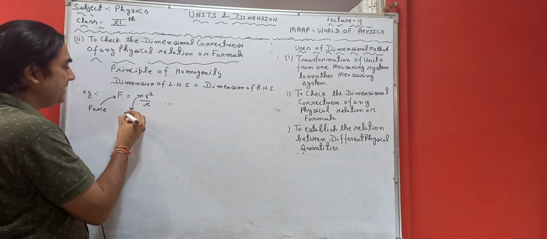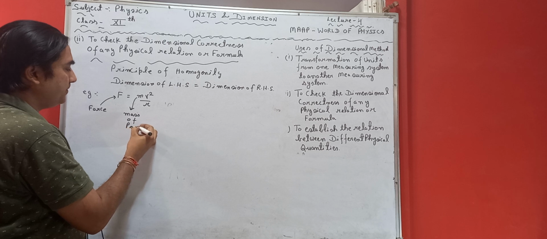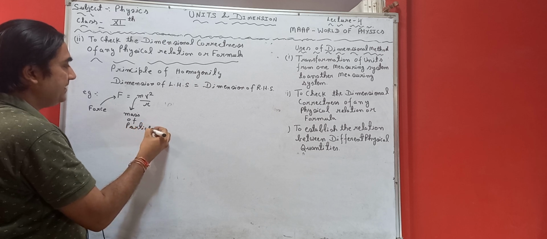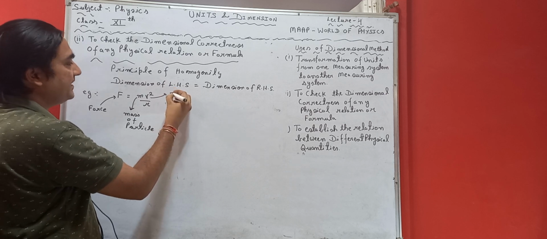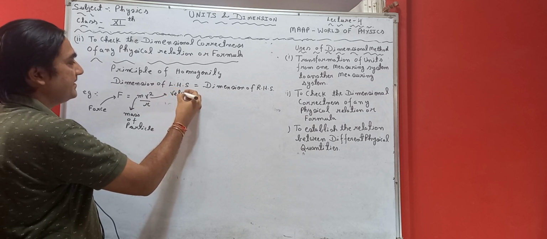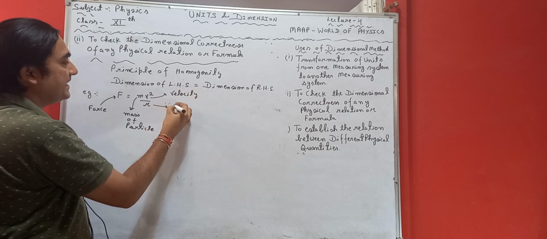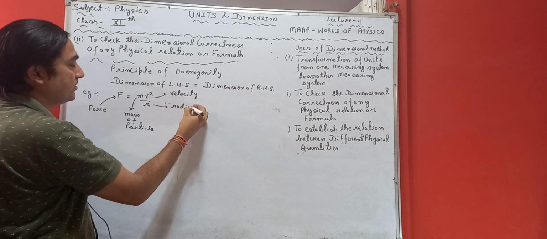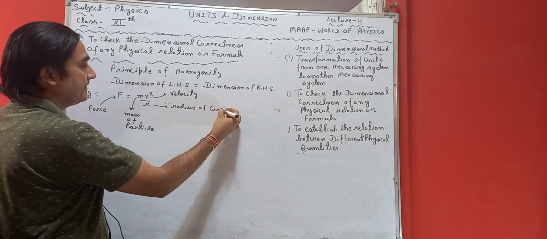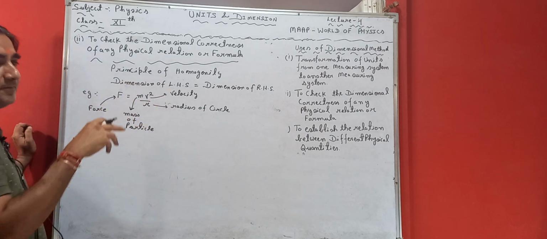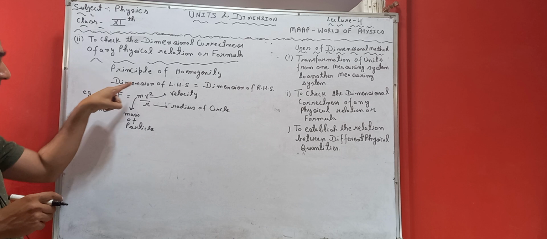What is m? m is the mass of the particle, and v is the linear or tangential velocity of the particle when it is moving in the circle. So in simple words, it is velocity. And what is r? r is the radius of the circle. If a particle is moving in a circle, then F is equal to mv square upon r.